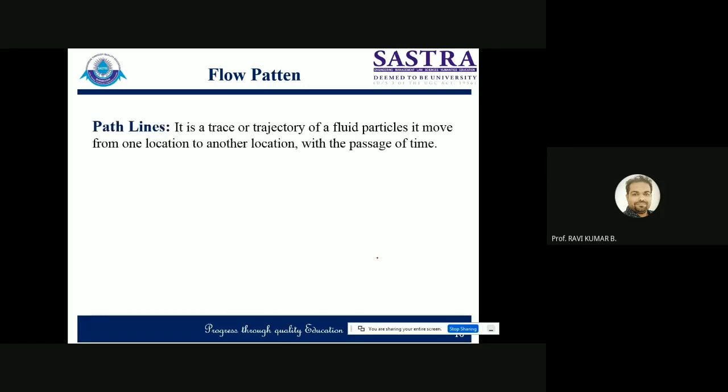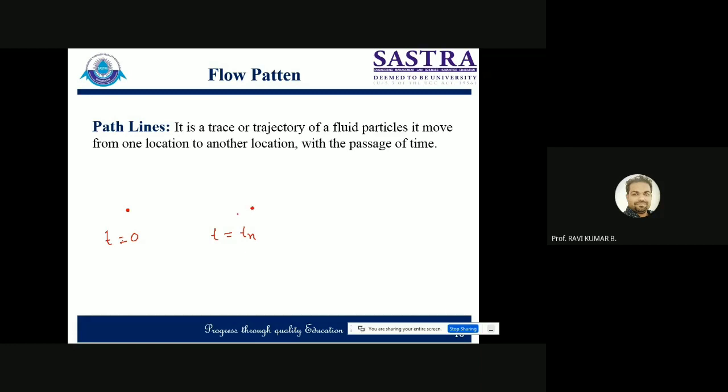So the first definition is path line. By the name itself, we can say it is talking about the path followed by each and every fluid particle. So we can say it is a trace or trajectory of a fluid particle as it moves from one location to another location every time. Let's suppose it is starting at t equal to 0 and going up to t equal to some value, with the starting position here and the final position here.